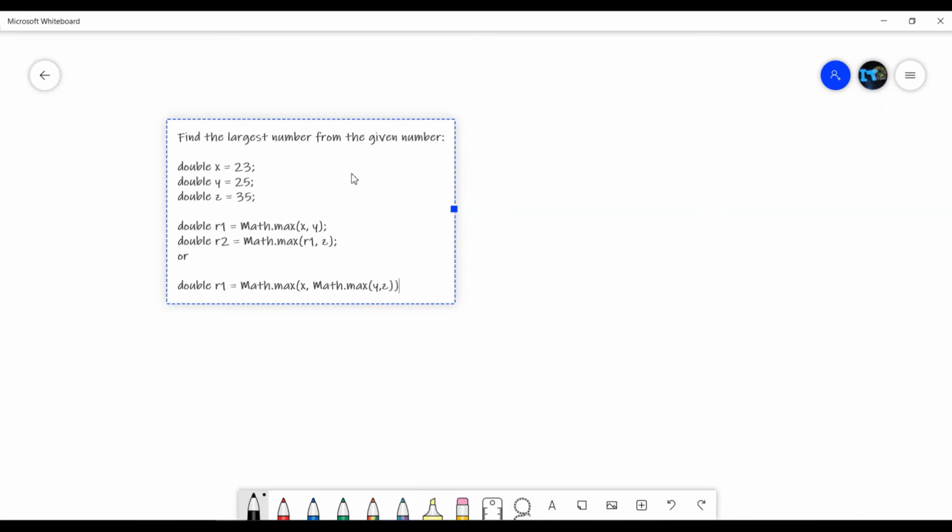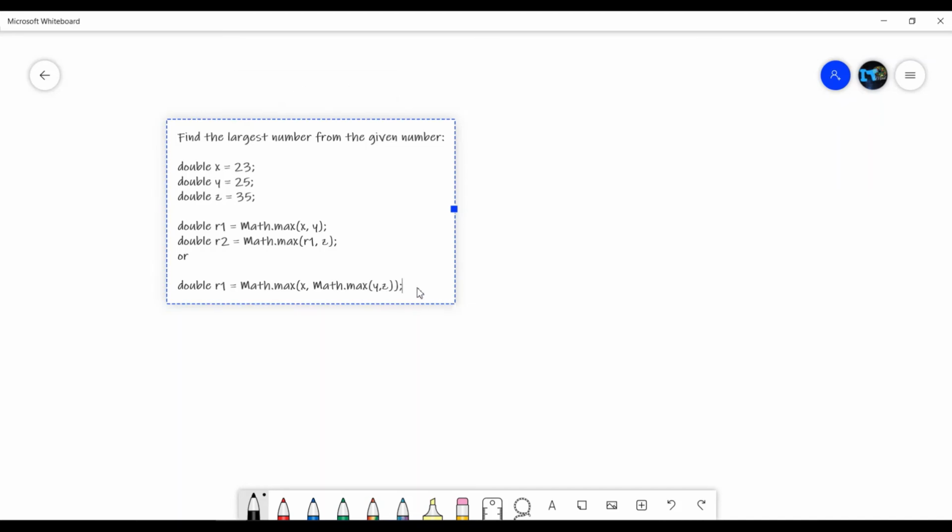Semicolon. So what it will do, first it executes the innermost method. In the innermost method it returns the larger between y and z. Then it checks with the outer method, that is your x comma the larger between your y and z. Then it will return the last value, the greatest value among your three numbers.